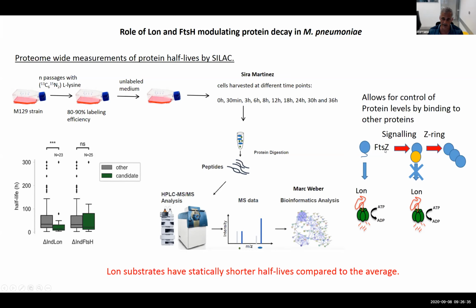Now, when you enter cell division, a protein will bind to FtsZ and prevent recognition of the C-terminal peptide by LON. Then FtsZ will not be degraded, the protein will rise, and you will make the Z ring for cell division. So it's a beautiful mechanism: without changing the levels of LON, you can regulate the levels of a protein just by binding to another one that will hide the recognition sequence from LON.